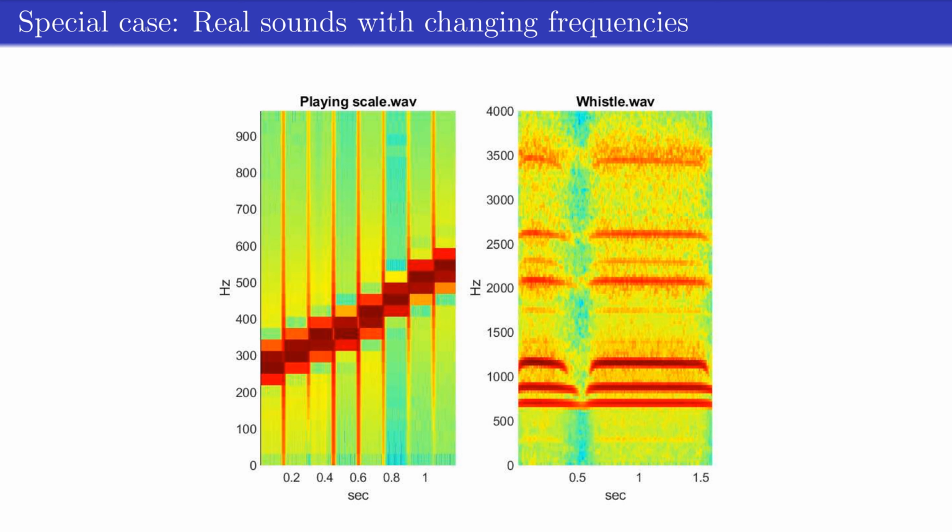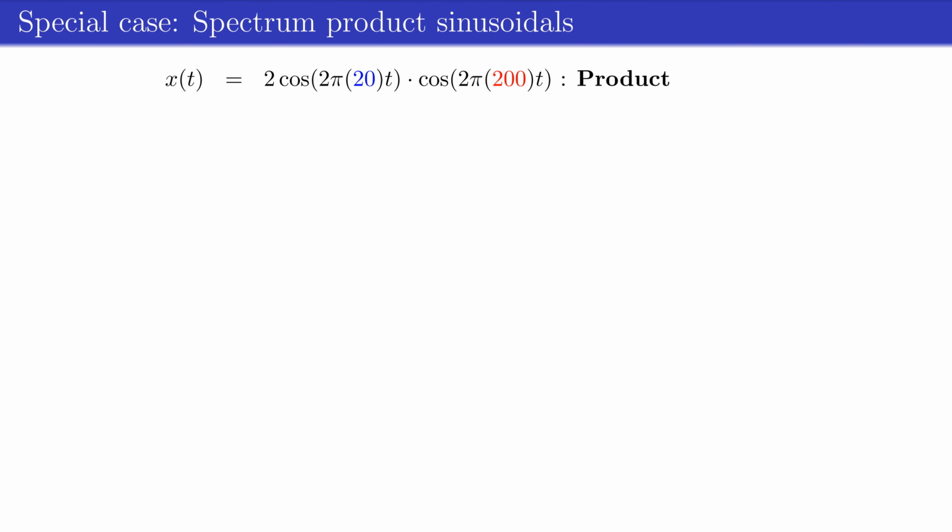Finally, we will discuss in more detail the special case in which a signal consists of the product of two sinusoidals. First, we will show how we can find the spectral content of such a signal by writing the product as a sum of sinusoidals. Then we will show how the sum and product of sinusoidals are related in general. And at the end, we will discuss two practical examples.